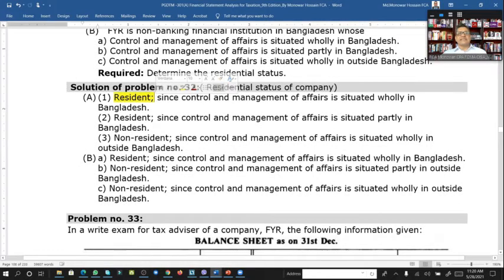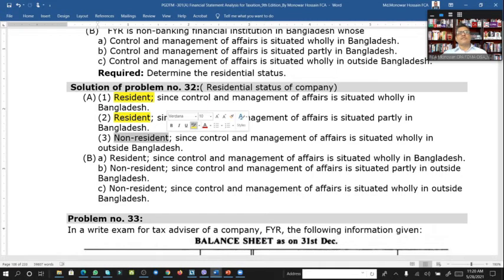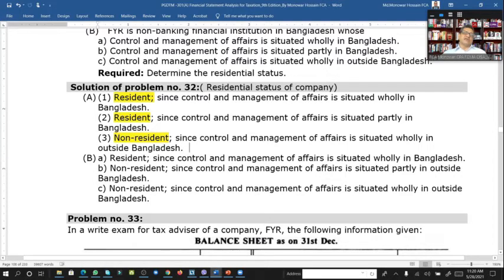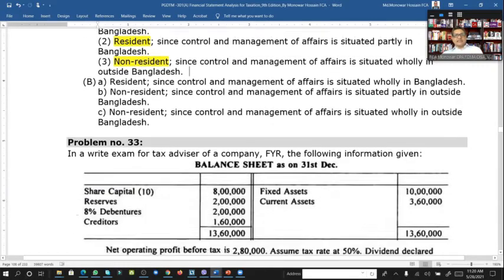Resident, number one, since control and management of affairs is situated wholly in Bangladesh. And the second one, partial control, is also resident. And the third one, no control in the country, so non-resident, since control and management of affairs is situated wholly outside Bangladesh. So we can calculate the residential status.